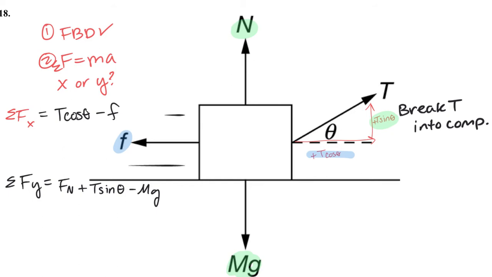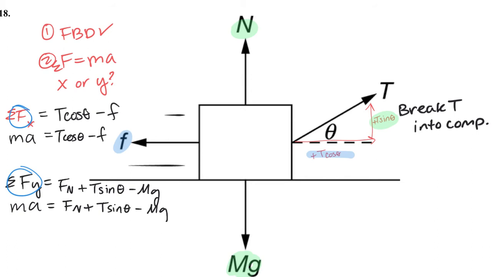What I can do now is substitute both F's with mass times acceleration. Mass times acceleration, okay? T cosine theta. I'm just bringing my problem down. And I'm going to rewrite for friction. No, I'm just going to keep it like that. Okay, and then force normal plus T sine theta minus mg.